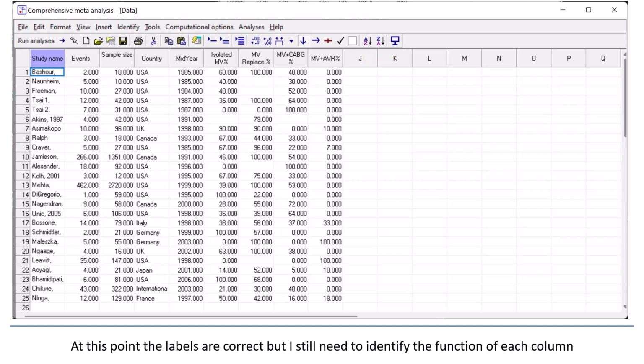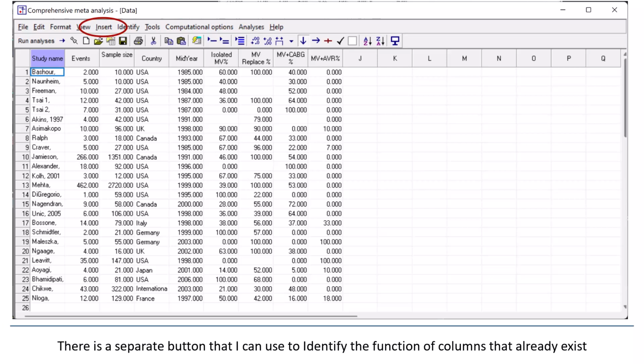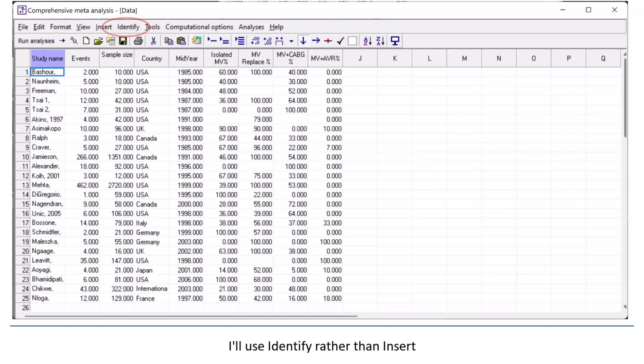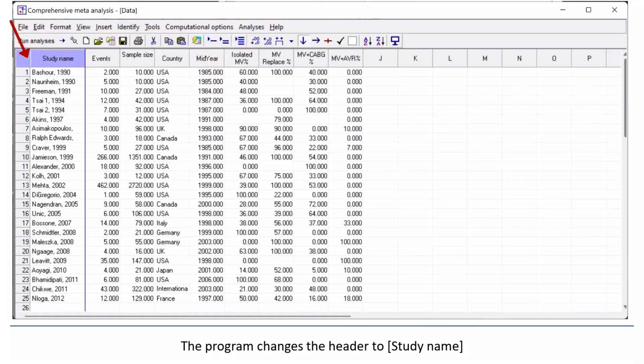At this point, the labels are correct, but I still need to identify the function of each column. On the menu, there's a button that I can use to insert columns, and there's a separate button that I can use to identify the function of columns that already exist. Since the columns are already in the grid, and I want to identify their functions, I'll use Identify rather than Insert. I click on the first column, then I click Identify Column for study names. The program changes the header to Study Name.